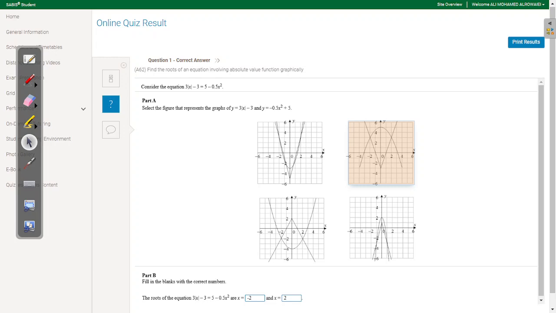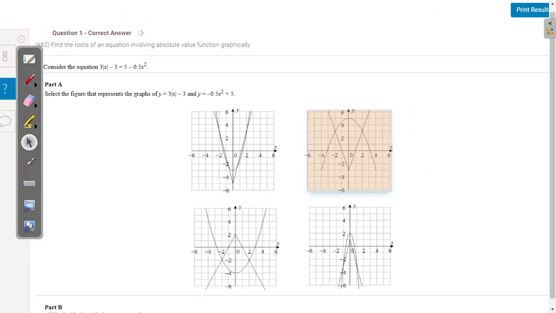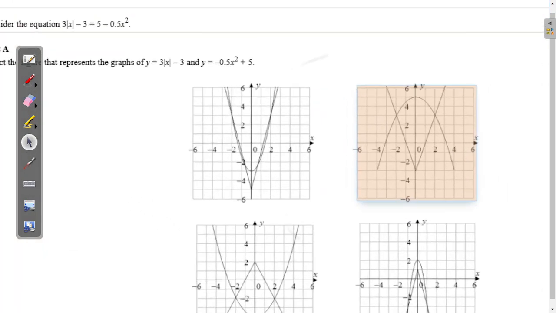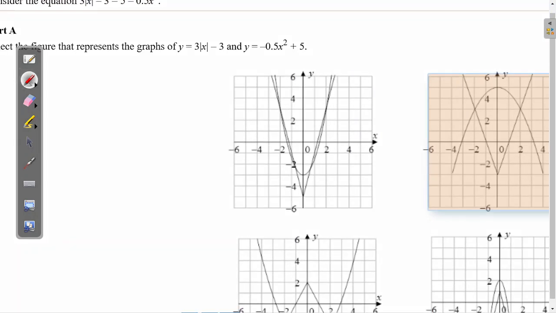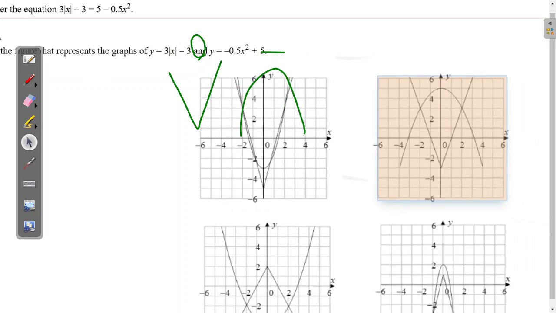Okay, so they want the graphs of y equals 3 absolute value of x minus 3, and y equals negative 0.5 x squared plus 5. So basically, if you want to know the graphs easily, just look at A. Here A is 3, it's positive, so the graph will open upward. This here is negative, so the graph will open downward like this. Okay, so now we check the ones that have these shapes.